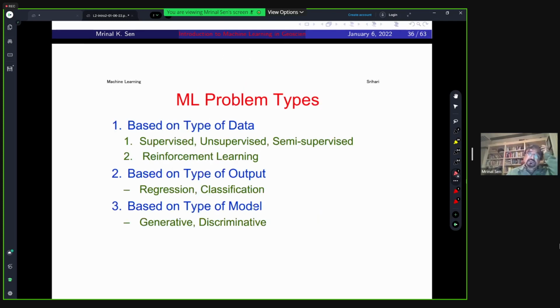So there are different types of machine learning. Based on the type of data, you can have supervised, unsupervised, or semi-supervised machine learning algorithms. Then there is a method called reinforcement learning. Also you can classify machine learning algorithms based on the type of output: it could be regression or it could be classification. Then, based on the type of model, it could be a generative model or a discriminative model. Let me tell you a little bit about each one of these methods.